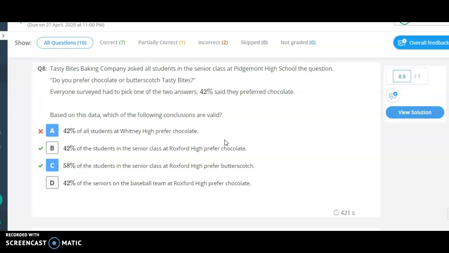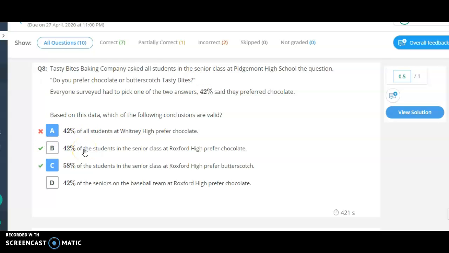So you can see here it says Tasty Bites Baking Company asked all students in the senior class at Pidgemont High, do you prefer chocolate or butterscotch? Everyone surveyed had to pick one of the two answers. 42% said they preferred chocolate. Okay, so you chose 42% of all students prefer chocolate, but it's not all students, it's the senior class. So that would not be true.